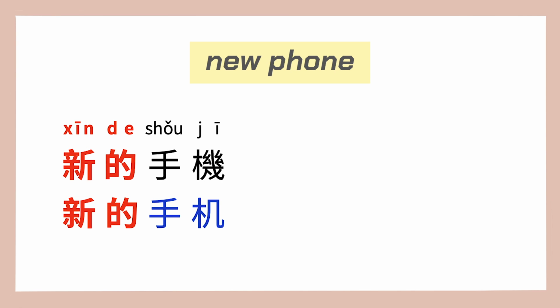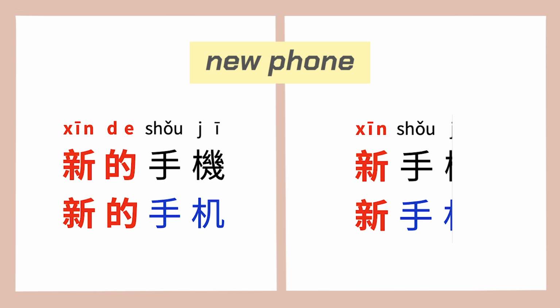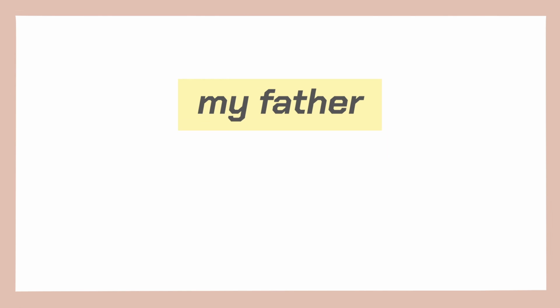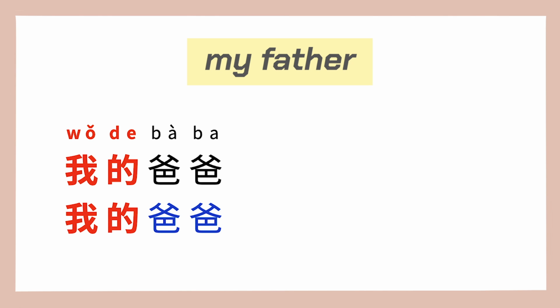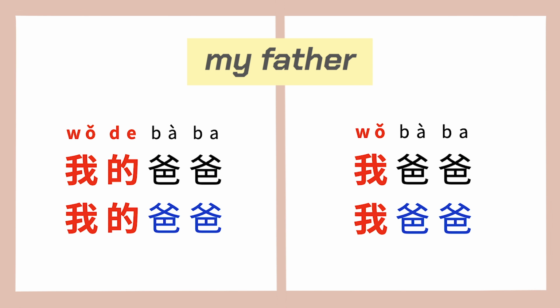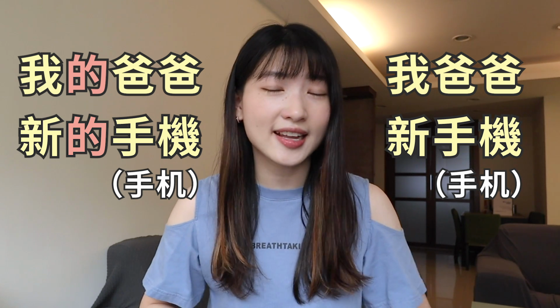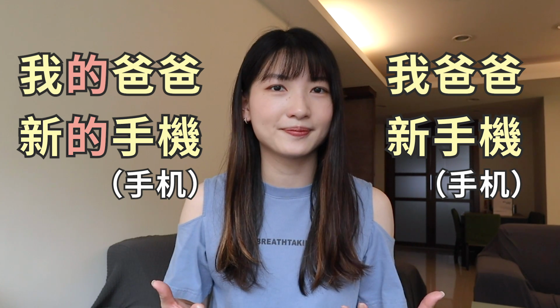However, let's take a look at the following examples. To say new phone, we can either say 新的手机 or 新手机. To say my father, other than saying 我的爸爸, we can also say 我爸爸. If whether to use 的 is completely the same in every aspect, then there's no need for both of them to exist in the language, right? So now let's take a look at the difference between them.